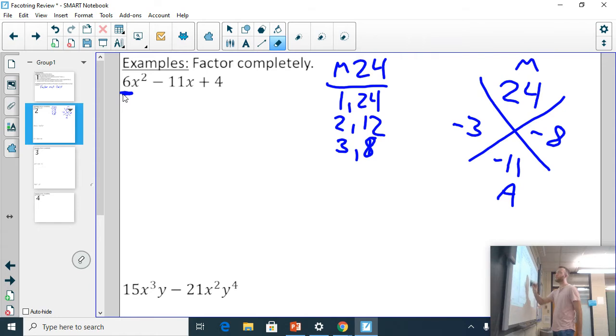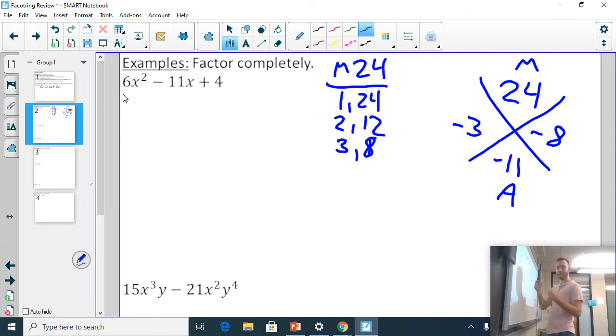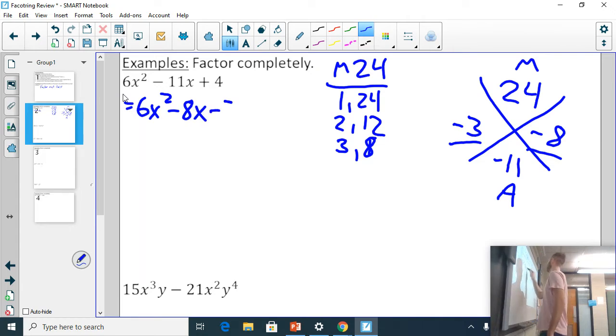And now what we do with those two is split the middle. So that's our third step. Splitting the middle means I'm going to rewrite this 6x squared, and now I'm going to rewrite the middle using these two numbers. Let me just choose one. I'm going to choose negative 8. And then we're going to put an x after, and now we're going to use that minus 3 over there, and then we have plus 4.